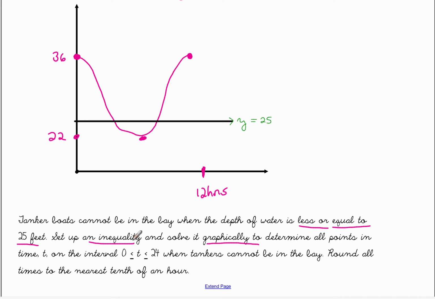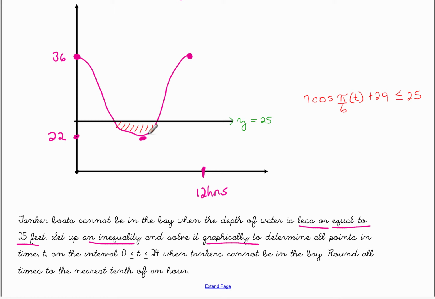Set up an inequality. Okay, so I have my equation of my cosine wave. So when the cosine wave is less than or equal to 25, this is the way I'm going to look at it, I'm in trouble. My tanker will run aground. Solve it graphically to determine all points in the time interval from 0 to 24 where the tankers cannot be in the bay. All right, so that brings us a little problem here.